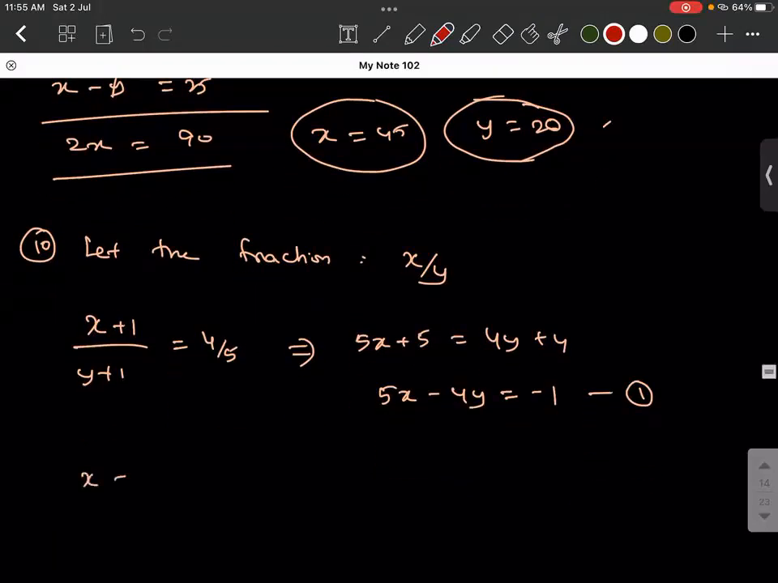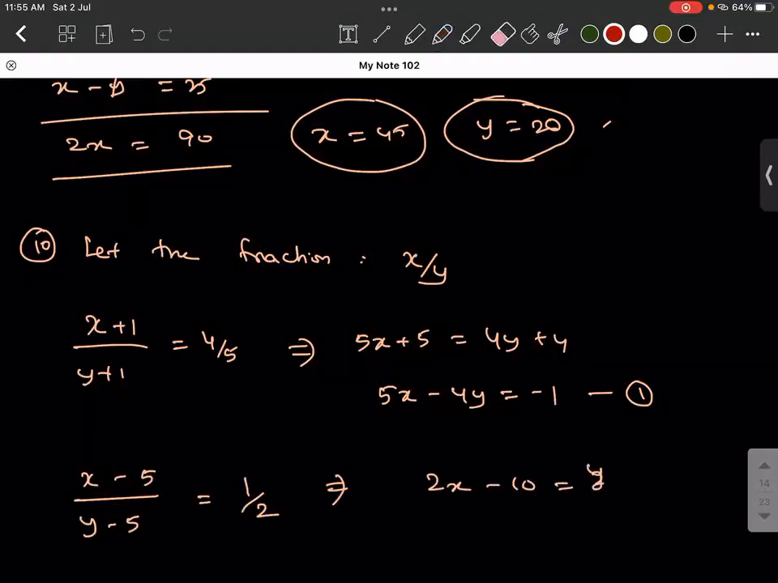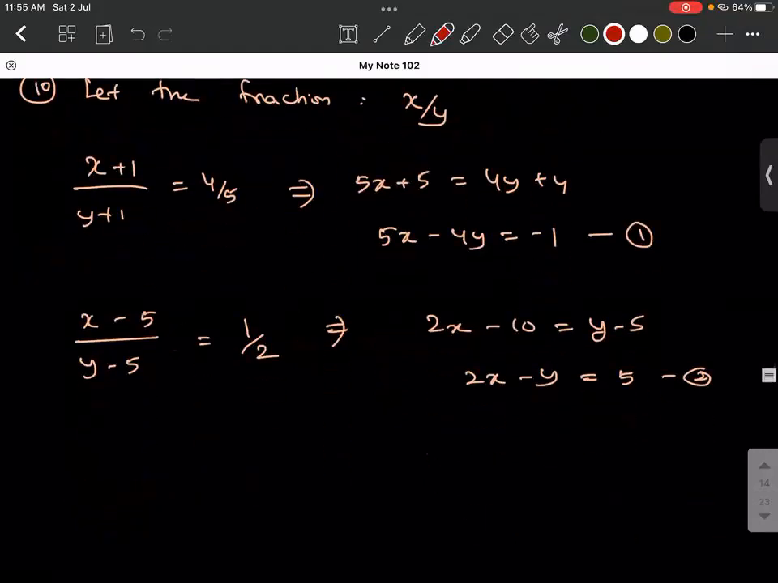Similarly, if 5 is subtracted, x minus 5 by y minus 5 gives you 1 by 5, which implies 5x minus 25 is equal to y minus 5, so 2x minus y is equal to 5. Okay. So can you solve them?